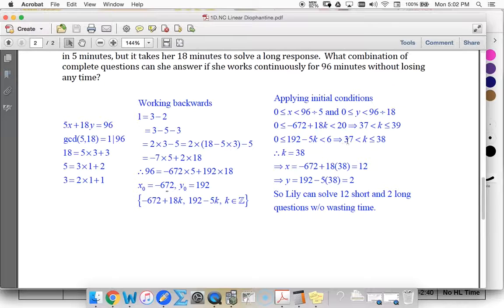37 can't be included. So what we end up with is that the number that fits both of these conditions is 38. Going back, we have our k value, and we can find the particular solution that we want, which is x is 12 and y is 2. So she'll solve 12 short response and 12 long questions without wasting any of her time.